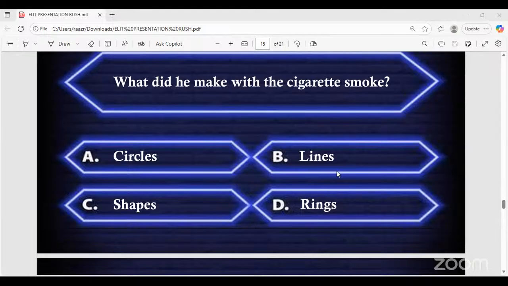Okay, I'm getting some answers. Okay, Hajara, Anwar, Harisa, Akbar. Yeah, D is the answer, guys. D, Rings is the answer.